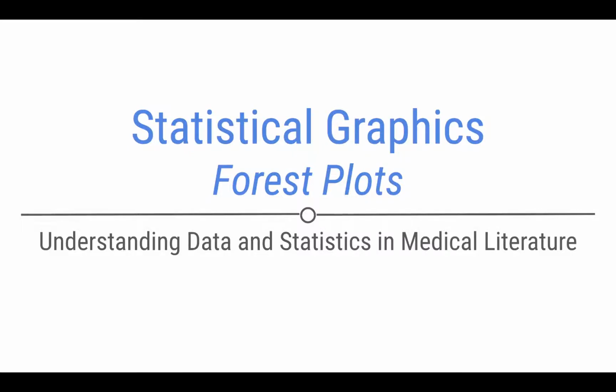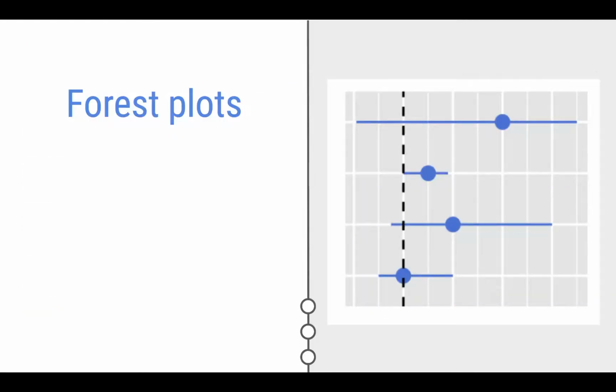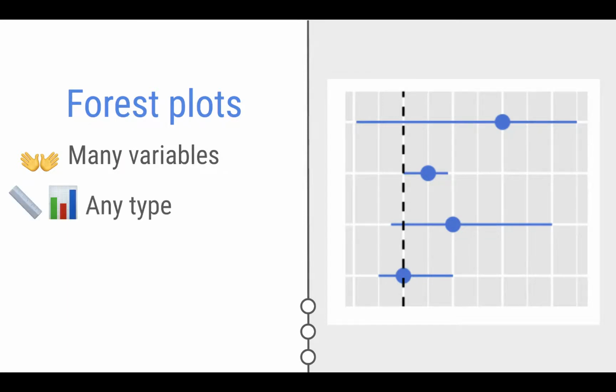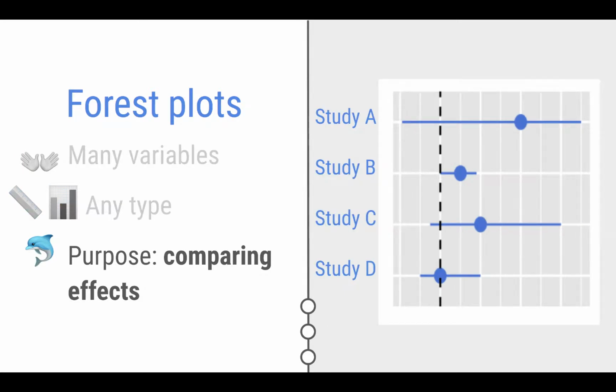All right, the final type of plot that we're going to discuss is the forest plot. So here's an example of a forest plot. And here we're looking at many variables, and these variables can be of any type. They can be continuous or categorical. And the main purpose of a forest plot is to compare many different effects. And so the most common use of a forest plot is in a meta-analysis.